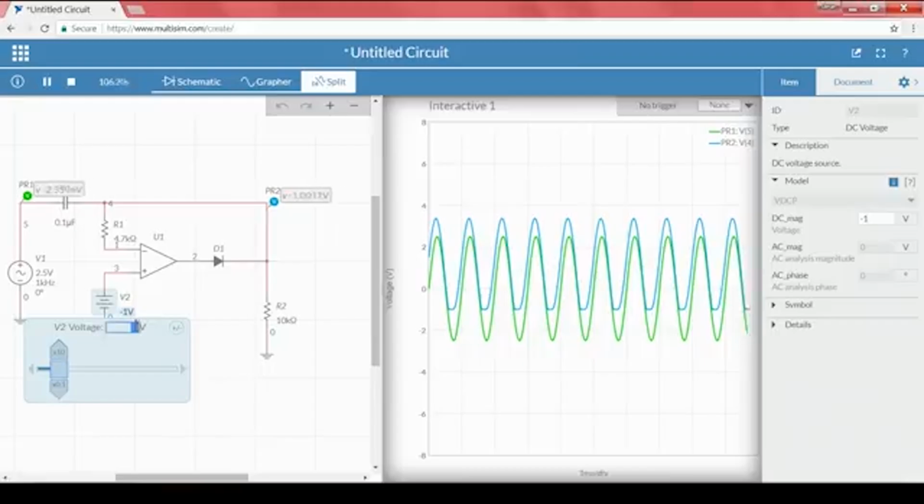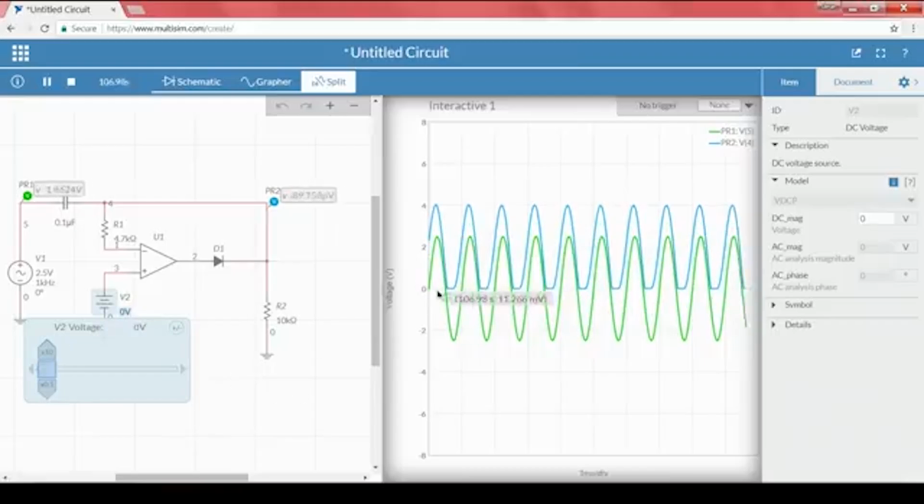Let me make it 0. So the reference value is 0, and it is completely shifting from here to the top. So it is starting from 0. That means depending upon the reference value that we are applying, the input we have connected is slowly moving towards the positive side. That is why this is called a positive clamper.